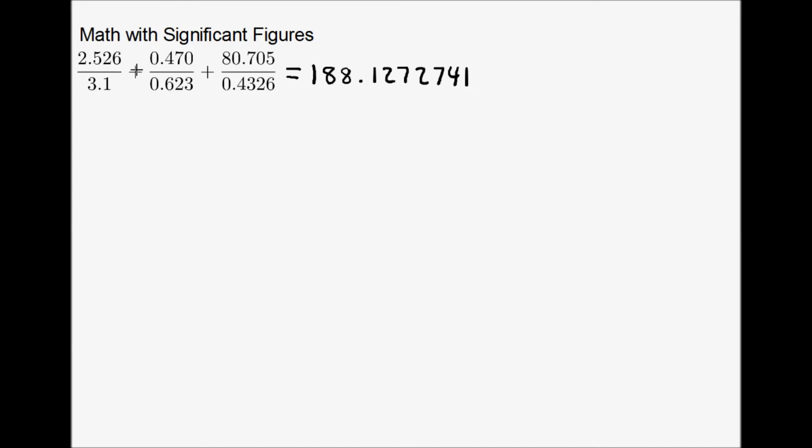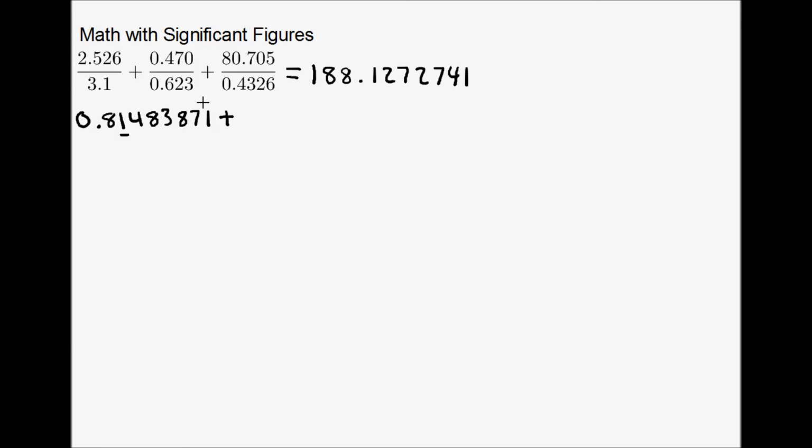Now the first thing I should be doing in each case is the division. So the first term, 2.526 divided by 3.1. My calculator tells me that this will be 0.81483871. This is division, 4 significant figures, 2 significant figures. That would have to be rounded there, right to that place there.